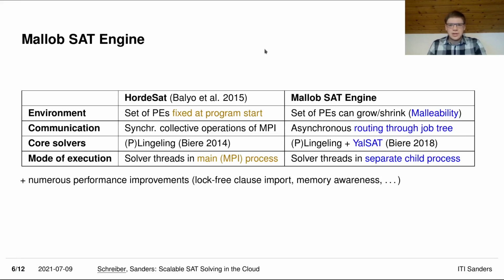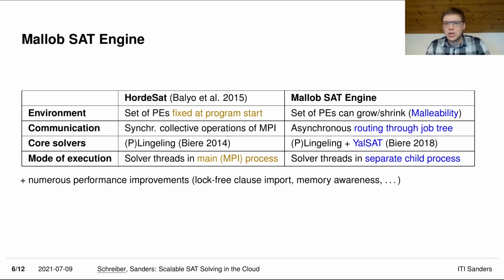So here I have a little table which highlights some of the most crucial differences between our Mallob SAT Engine and its precursor, Hordesat from 2015. So first, regarding the execution environment. In Hordesat, as in almost any other parallel SAT solver, the set of PEs is fixed when we launch the application, and then all of these PEs will compute on that formula, and this is rigid. For the Mallob SAT Engine, the set of PEs can grow or shrink almost arbitrarily during the computation.